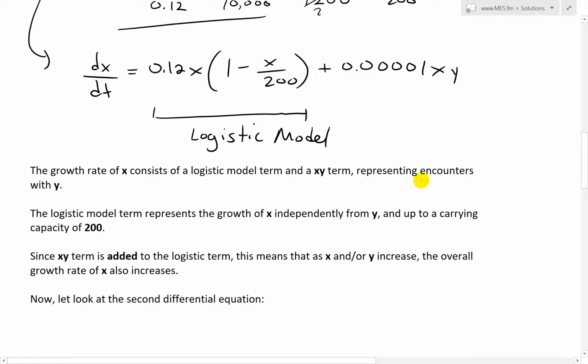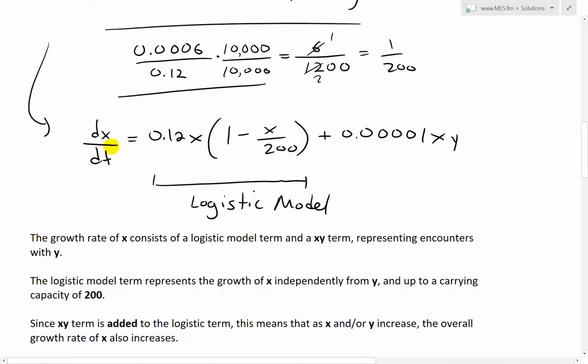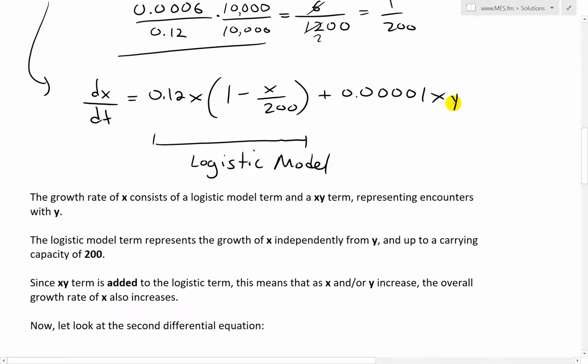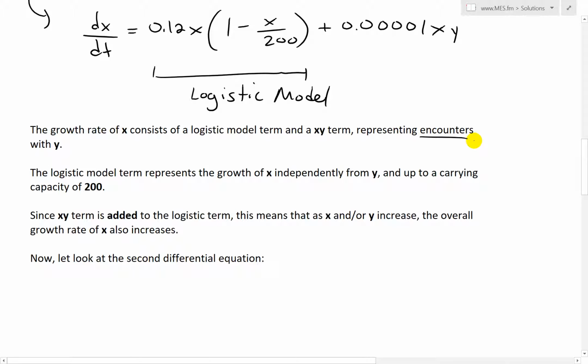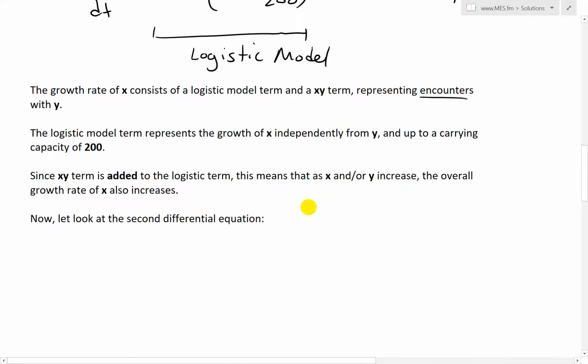And then this one represents the encounters with y. So the only place where y occurs in this growth rate of x is over here. Basically, when there's an increase of y, this is the term that affects the growth rate. In other words, it represents the encounters with y of the x population.